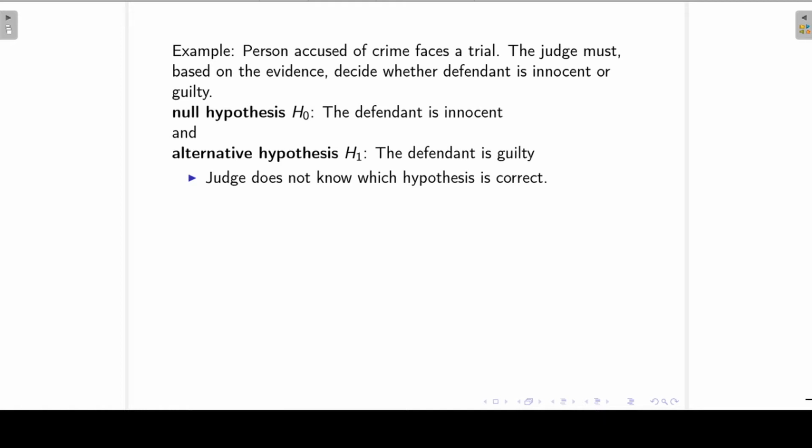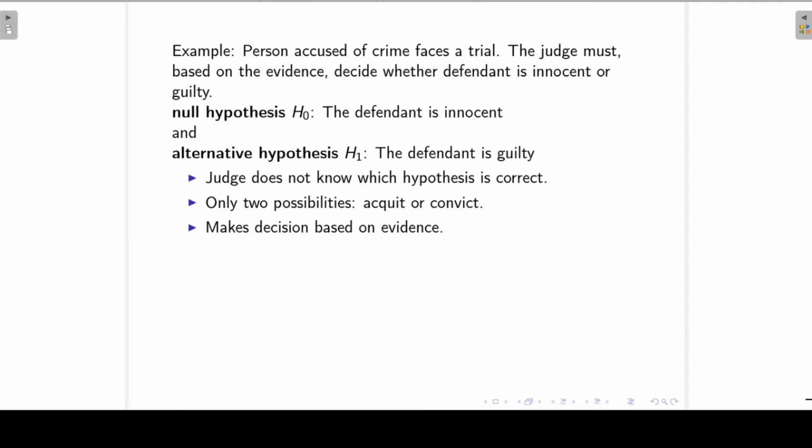Now, the judge must, based on the evidence, decide whether the defendant is innocent or guilty. We have two hypotheses. The null hypothesis, which we indicate with H subscript 0, is that the defendant is innocent. The alternative hypothesis, which we indicate with H subscript 1 or sometimes H subscript A for alternative, is that the defendant is guilty. Of course, the judge does not know which of these two hypotheses is correct. And the judge has only two possibilities in his or her decision, either to acquit or to convict this defendant. And the judge must now make use of the evidence available to make this decision to either acquit or to convict.